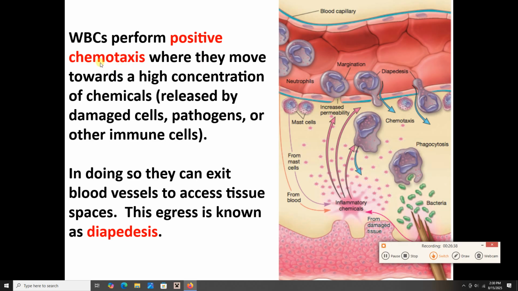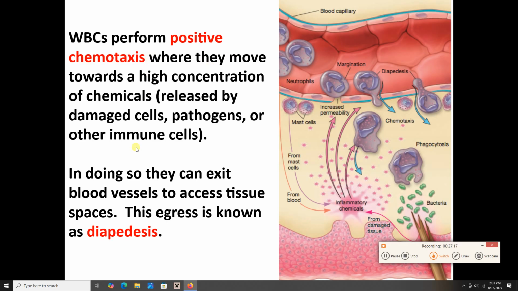Chemotaxis means movement. Taxis means movement because of a chemical. Positive chemotaxis means you're moving towards a high concentration of a chemical. And this is going to allow white blood cells to get to damaged cells, to get to pathogens, to get to other immune cells. So all of these cells release chemicals that are going to attract white blood cells. And that movement towards those chemicals is called positive chemotaxis.